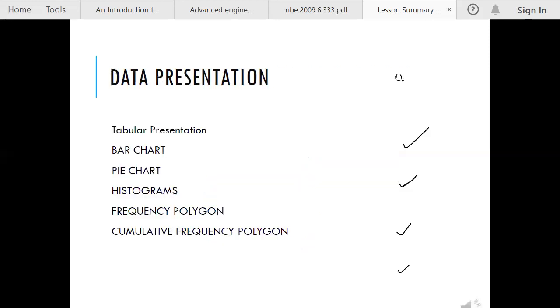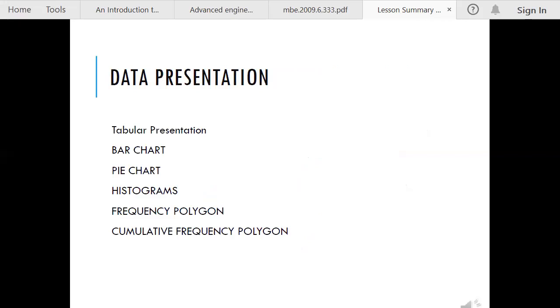We also touched on the various charts that can be used in data. We talked about tabular presentation, pie chart, histograms, frequency polygon, cumulative frequency polygon, and so on and so forth.